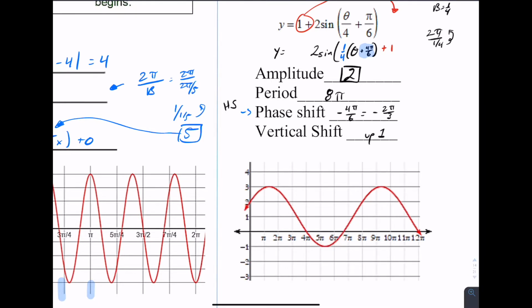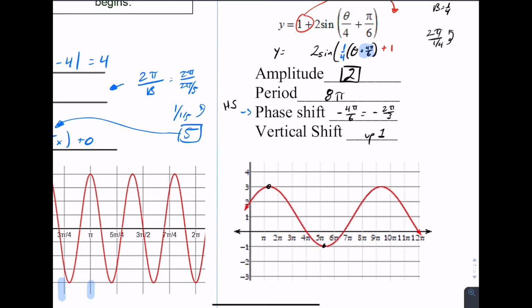Okay, notice how this is not perfectly away from the x-axis. It's like it's been shifted 1 unit up. Okay, you can tell that because this is 3, this is -1. What's in between them is 1. Okay, so it has been shifted 1 unit up.